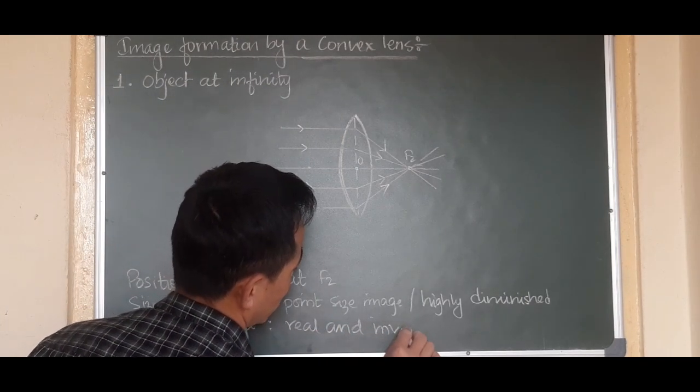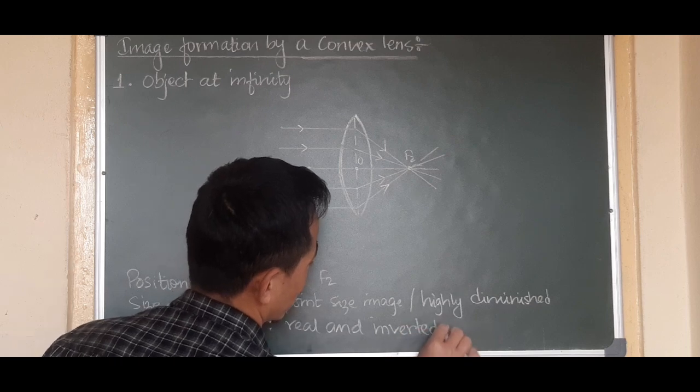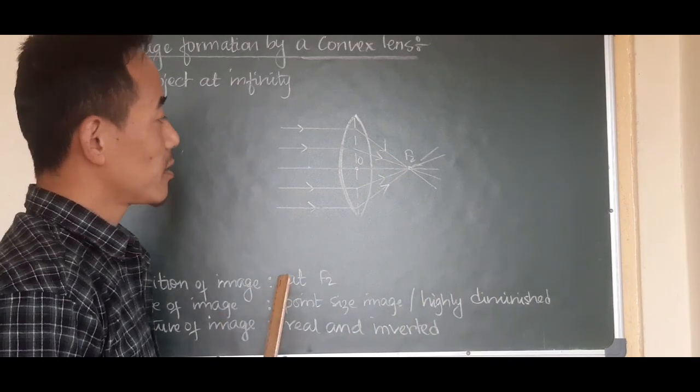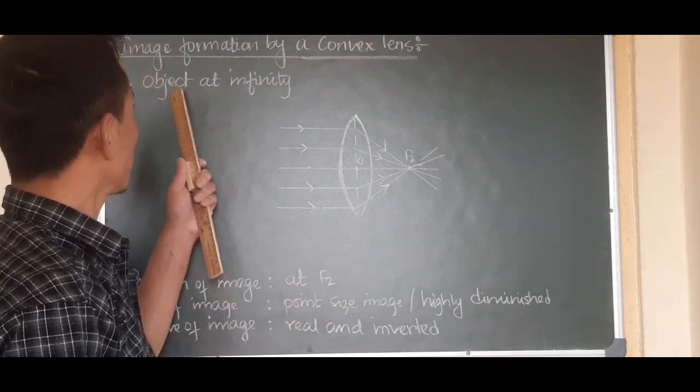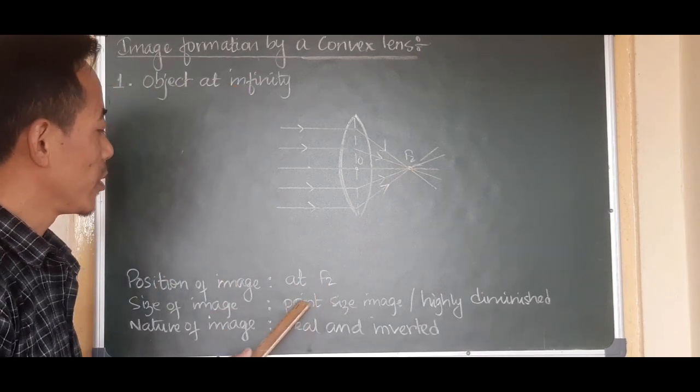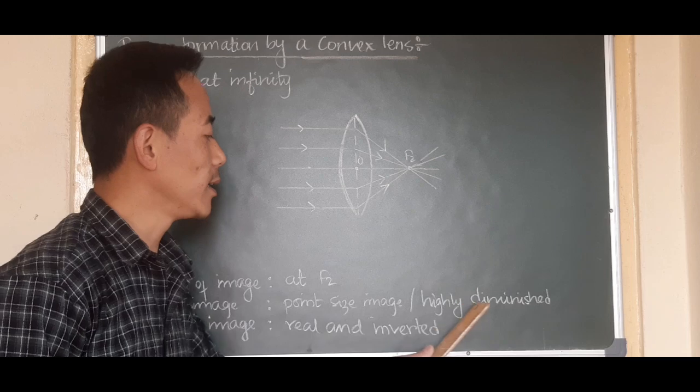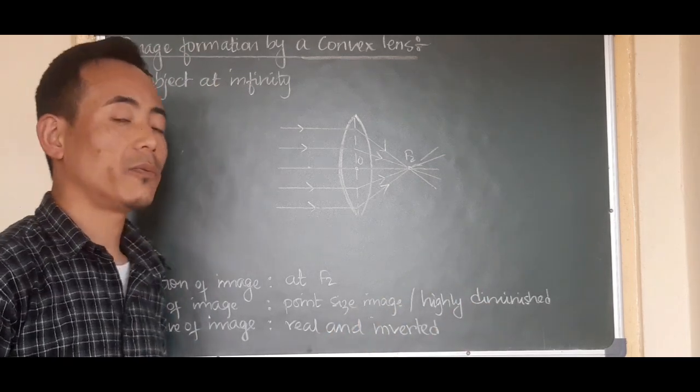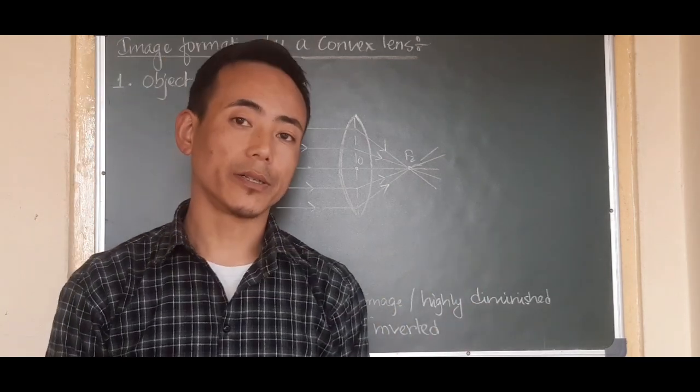Real images are always inverted. So this is the first case. This is not so important. So when our object is at infinity, the image will be formed at f2. It will be a point size image, or you can write highly diminished, and the image formed will be real and inverted. So this is the first.